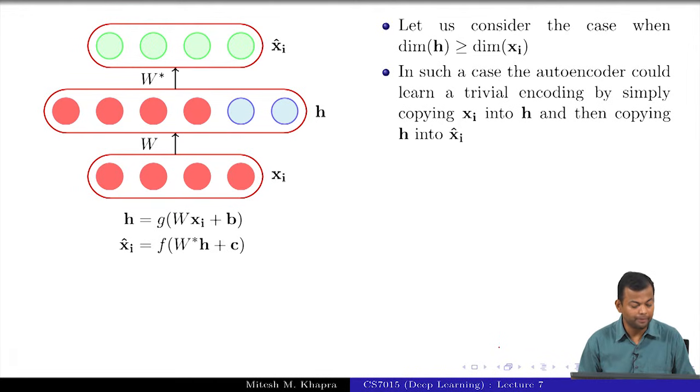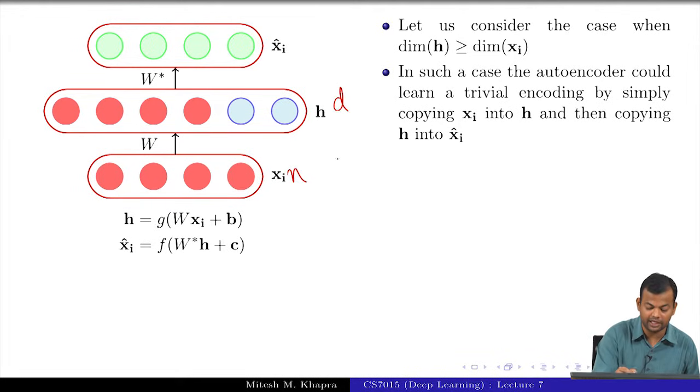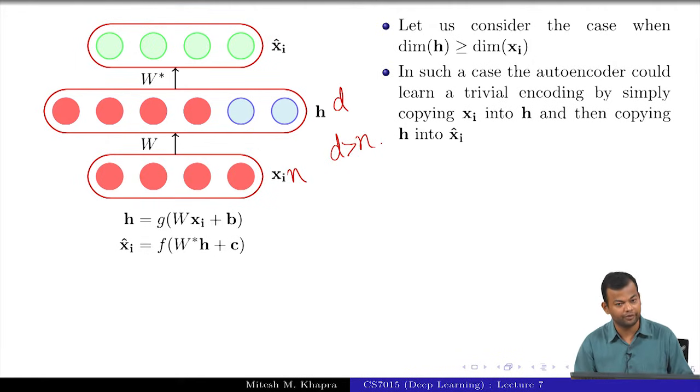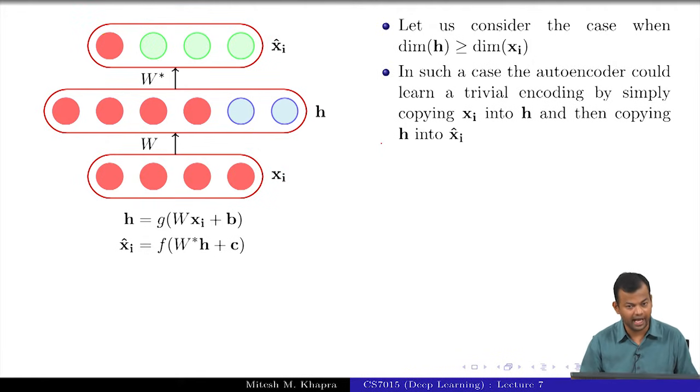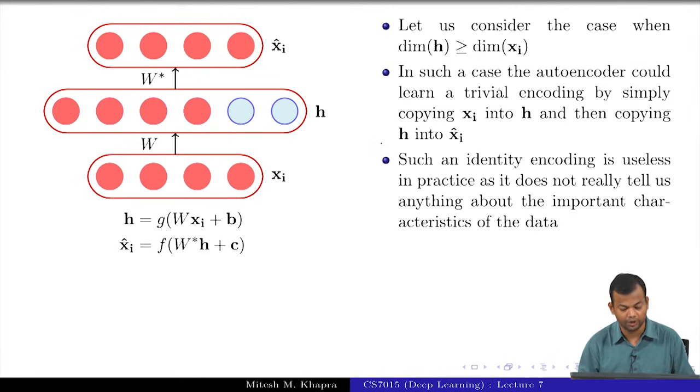Just copy the input to the first n bits. So, this was n and this was d, and we are looking at the case where d is greater than n. So, it could just copy the input to the first n bits and then just take it back to the output, just as I said in the case of 10 bits, 16 bits and then again 10 bits. It is very trivial to do this.